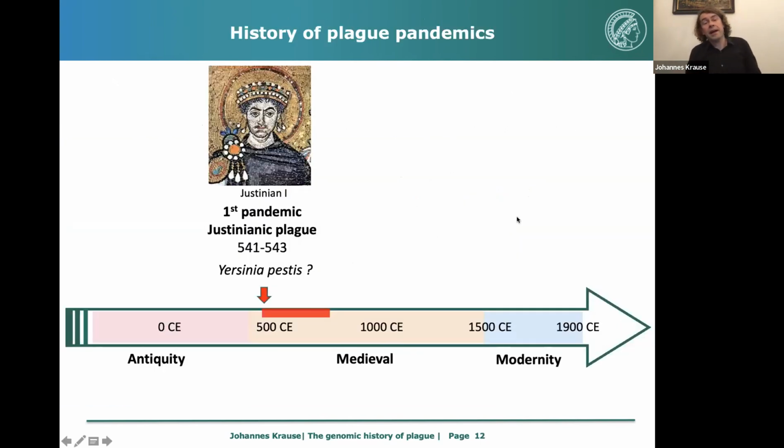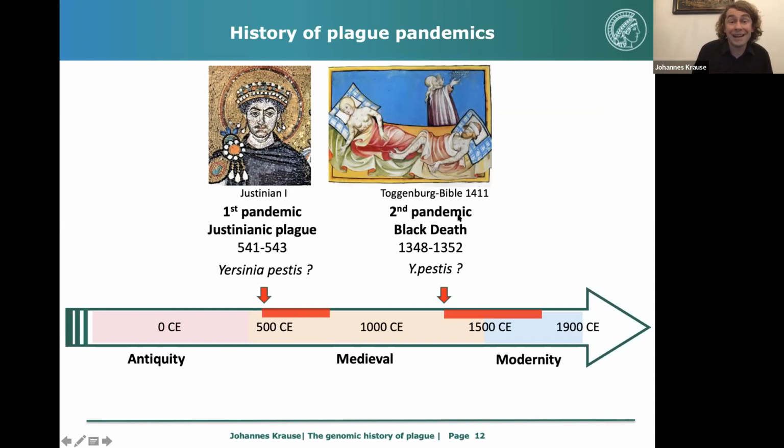Historically, people have reconstructed that there were probably three pandemics in the last 2,000 years or so that were caused by Yersinia pestis. The first pandemic was also called the Justinianic plague. It started in the mid-6th century and lasted for about 250 years before it disappeared in most parts of Europe. But then it came back in a quite fulminant, large-scale pandemic called the Black Death. I will talk more about that in a minute.